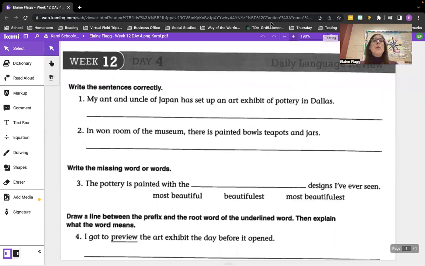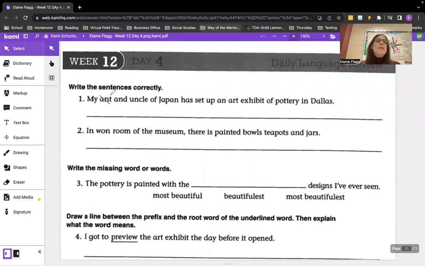Today, we will be correcting week 12, day 4. So first, we need to write the sentences correctly. So sentence number 1, my aunt and uncle of Japan has set up an art exhibit of pottery in Dallas.